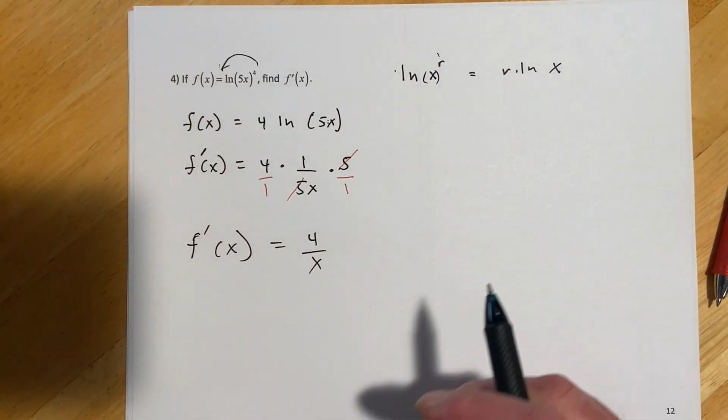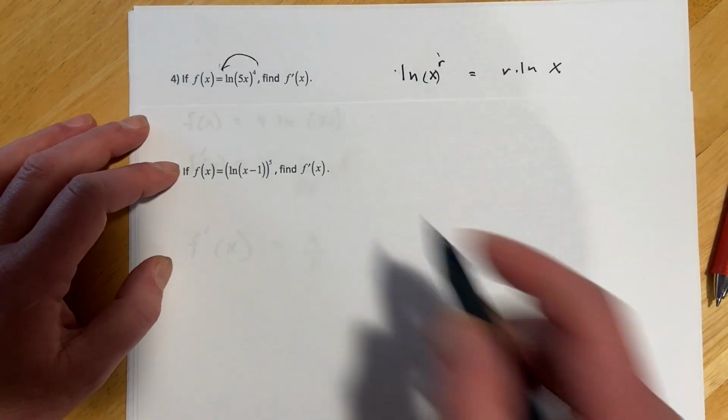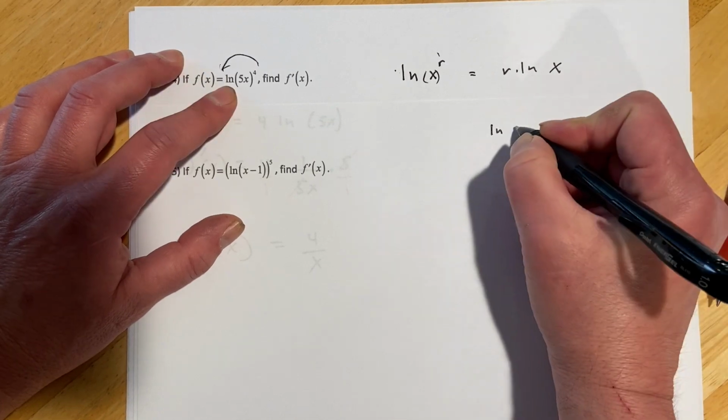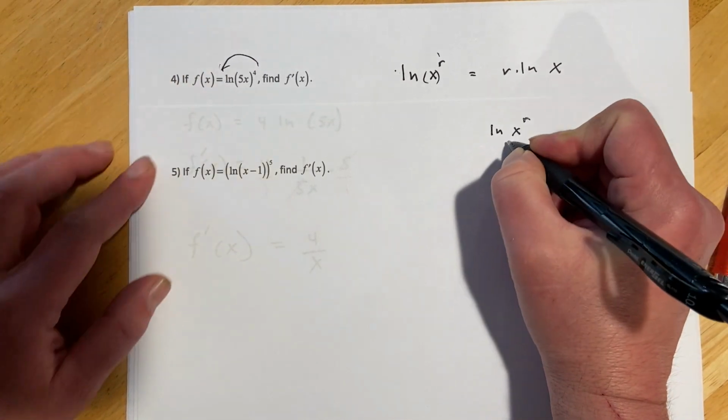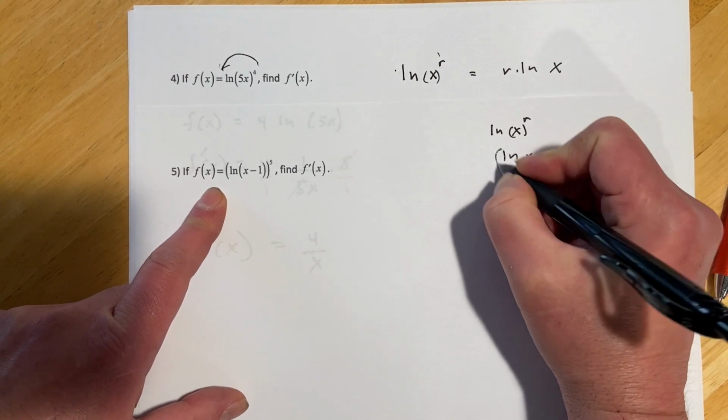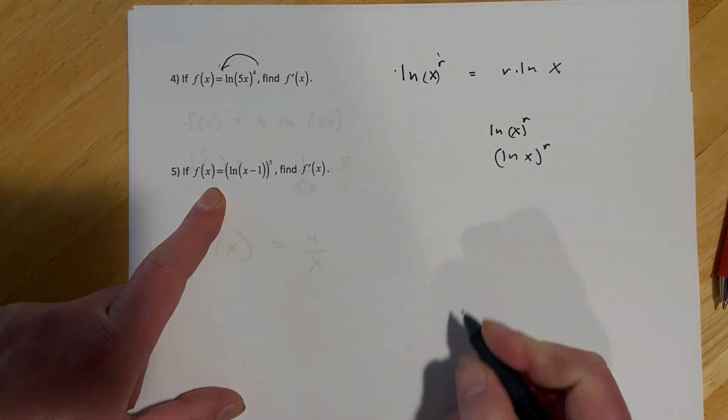So then this is not the same as this one. Here, this one is like I have ln of essentially x to a power. This one is like I have ln of x to a power.